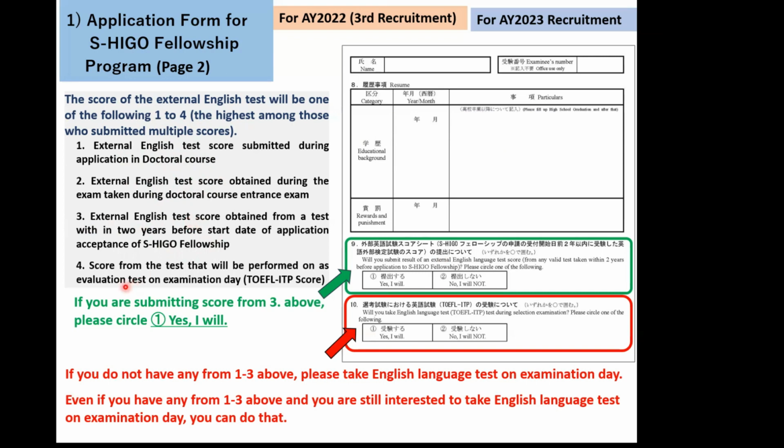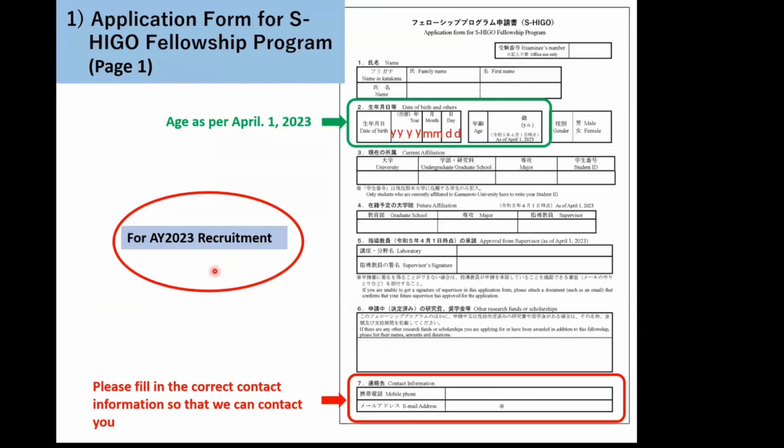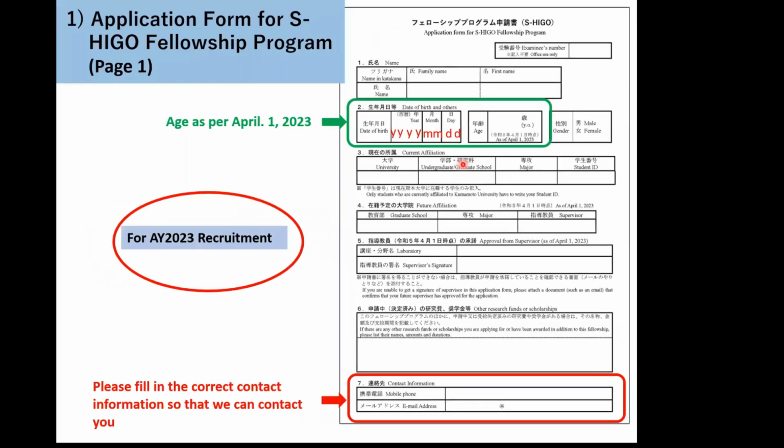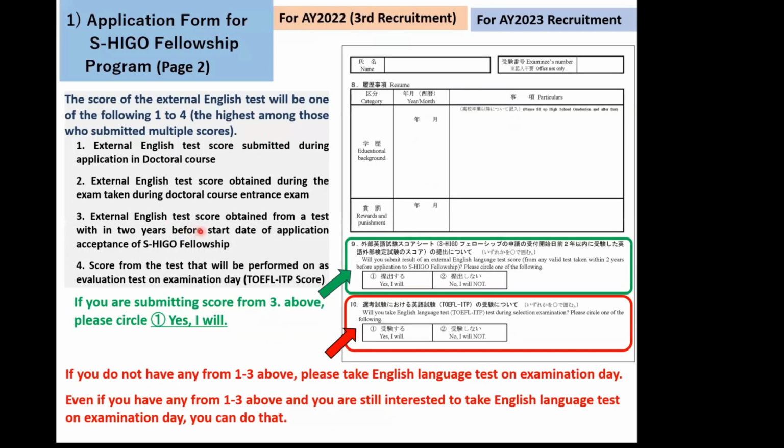Okay. Or if you do not have any of those, you can take a test on the same day, which I already mentioned, on October 31st. Okay, so we'll use the score of whichever one has the highest score. So if you are submitting a score from 1 to 3 above, please circle here, yes, I will. So will you submit results of an external English language test? Then please write, yes, I will.